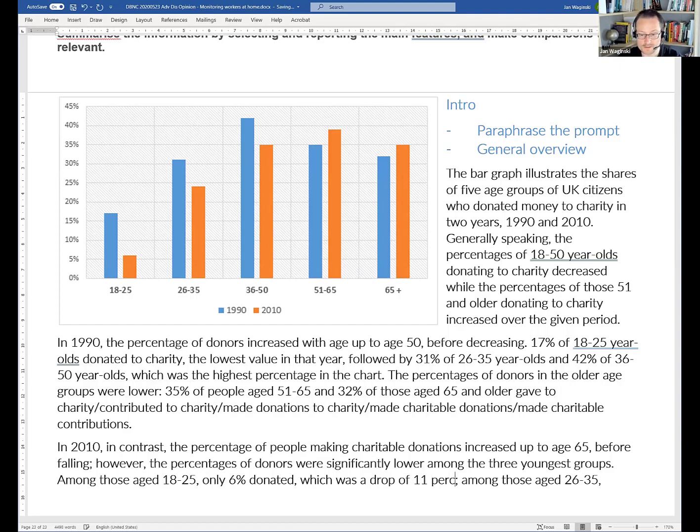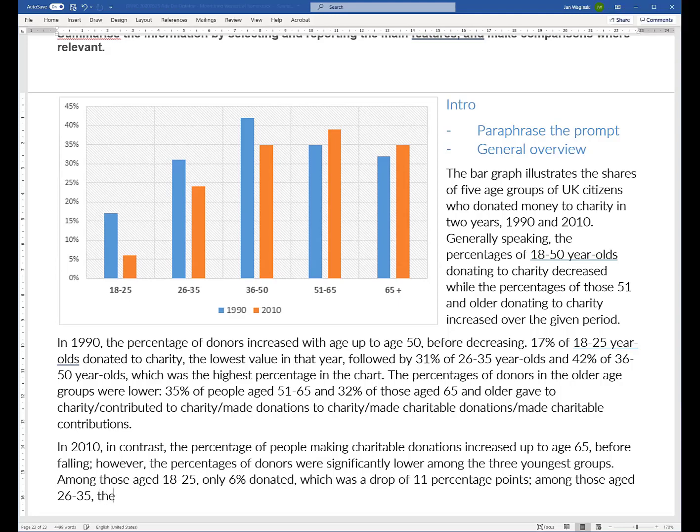11. Is it 11% or 11 percentage points? Should I write percent or percentage points? Percentage points. If you're just subtracting percentages, you have to say percentage points, because that drop is actually over 50%, right? So we'll just say 11 percentage points. Among those aged 26 to 35. Can we say which dropped by 11%? Or also percentage points?